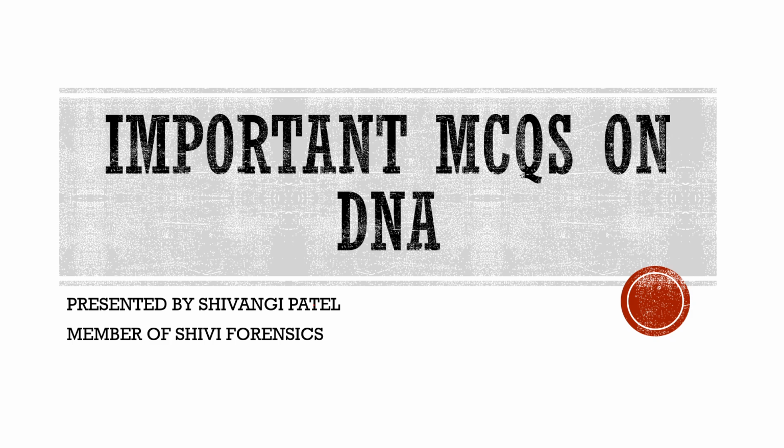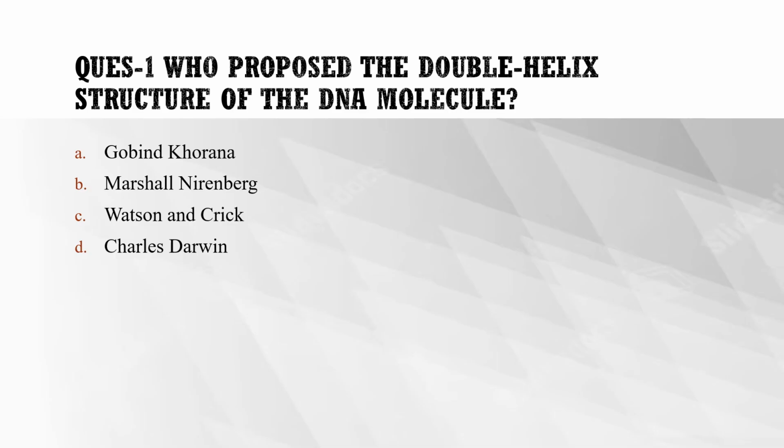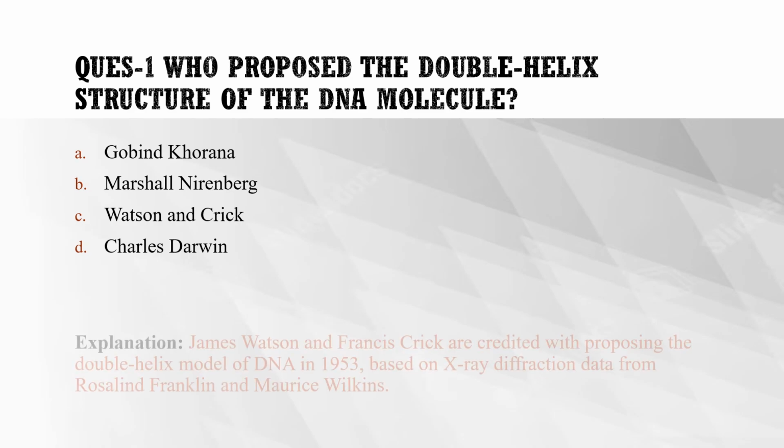So, the first question is, who proposed the double helix structure of the DNA molecule? Watson and Crick proposed the double helix model of DNA in 1953. Their structure showed two twisted strands and was based on Rosalind Franklin's X-ray diffraction data. This model explained how genetic information is stored and copied. So the answer is Watson and Crick.